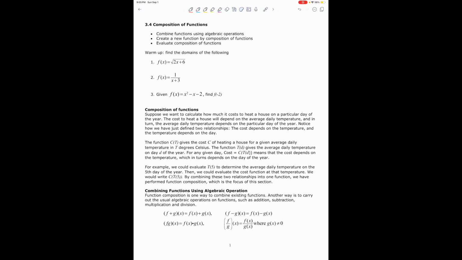Section 3.4 Composition of Functions. In this section, you're going to learn how to combine functions using algebraic operations. You're going to create a new function by composition of functions, and then you're going to evaluate composition of functions. Here is a warm-up activity.